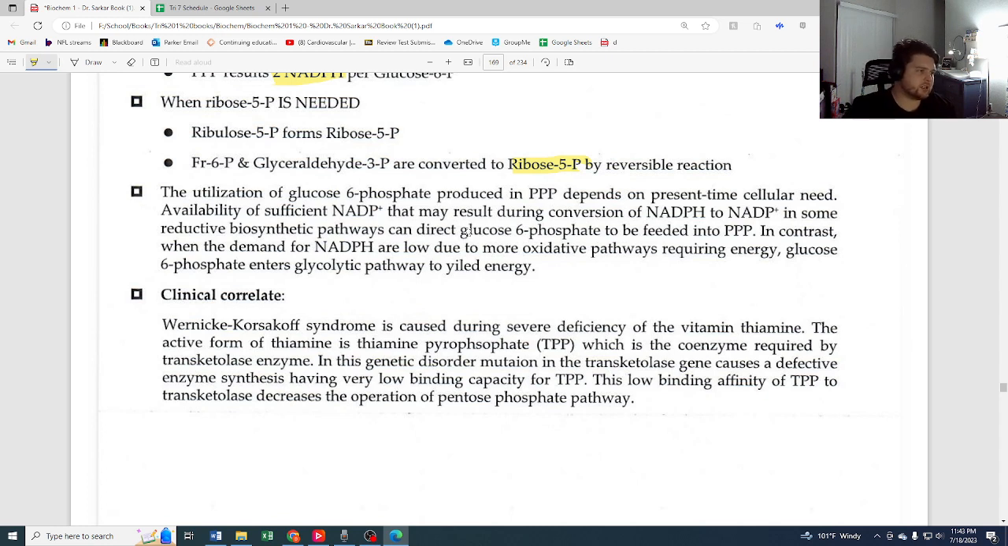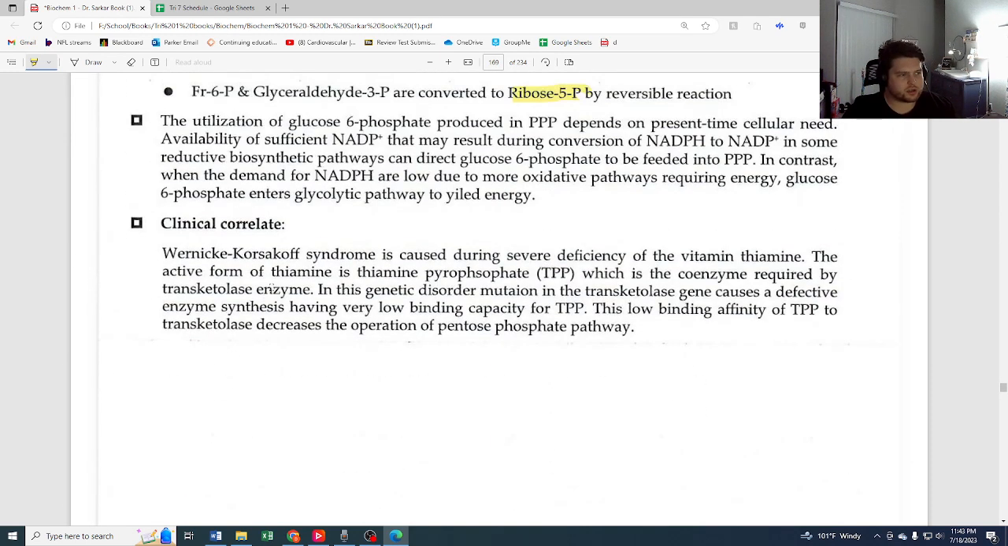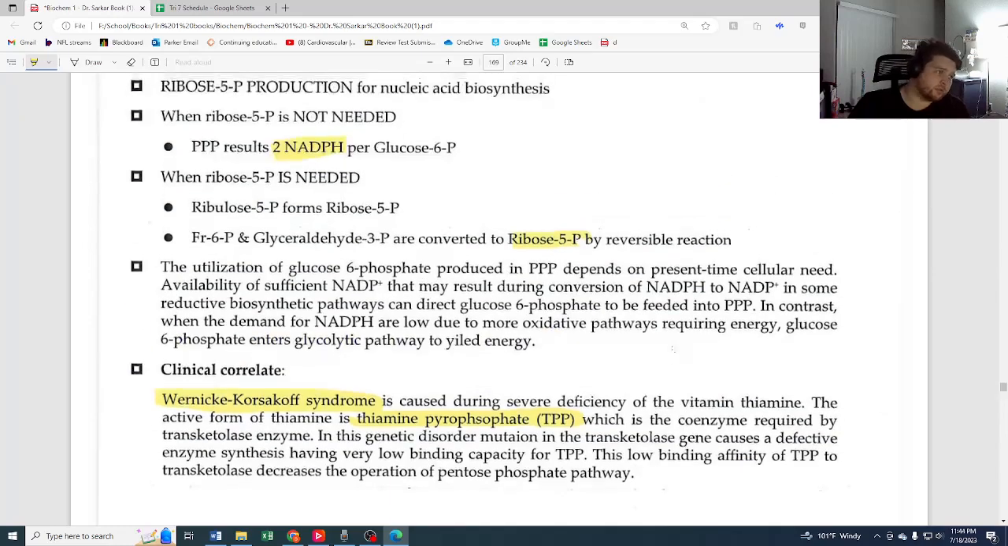So clinical correlation. This is a really good one. Wernicke-Korsakoff syndrome. You will get asked a question about this. Wernicke-Korsakoff syndrome is caused by severe deficiency of the vitamin thiamine. The active form of thiamine is thiamine pyrophosphate, TPP. So if we don't have thiamine, we don't have thiamine pyrophosphate, we don't have TPP, and the pentose phosphate pathway cannot be performed because we need it.